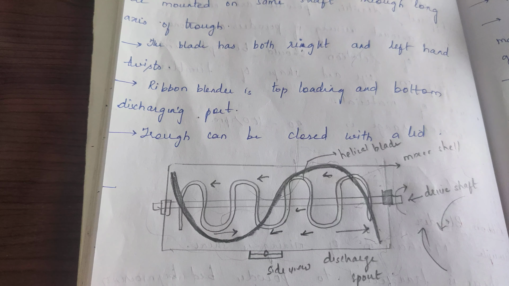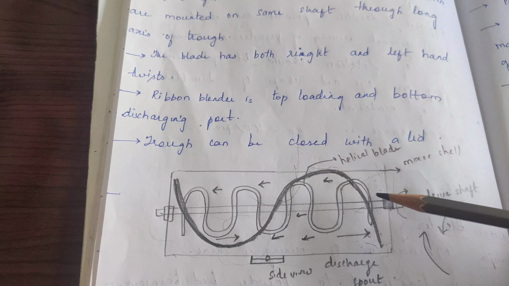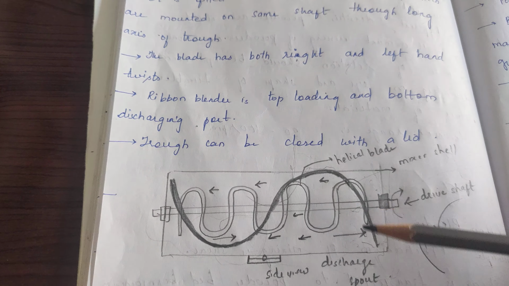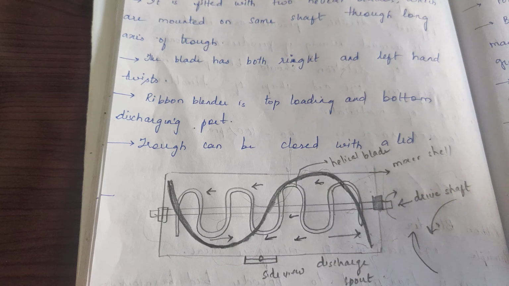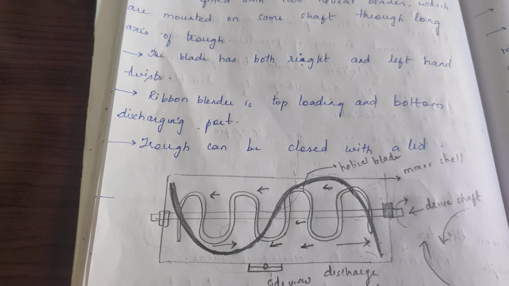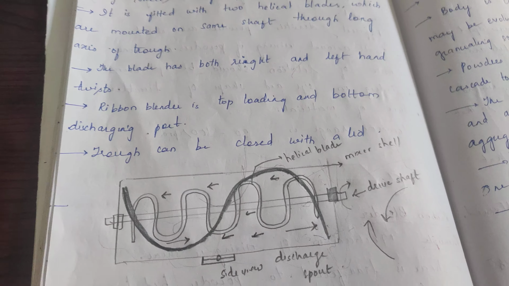The disadvantages are poor mixing, because the movement of the mixing takes place in two directions. Maintenance cost is high, and any tearing of the blade causes contamination of the material. So we have some disadvantages also. This is the ribbon blender.